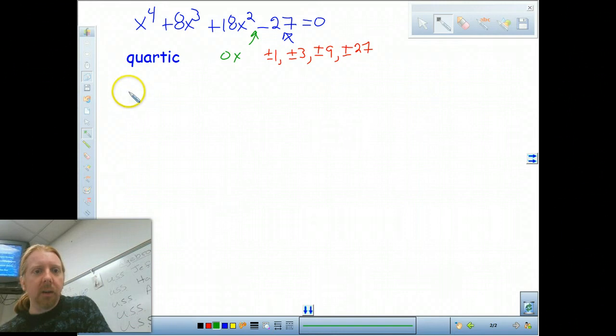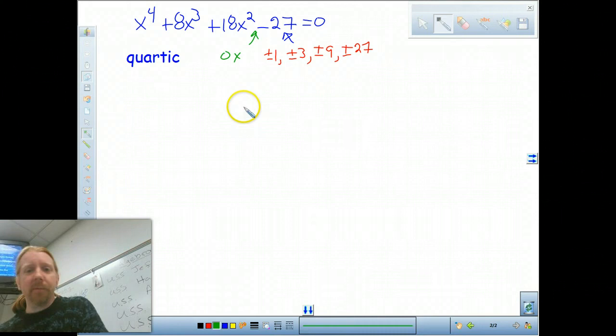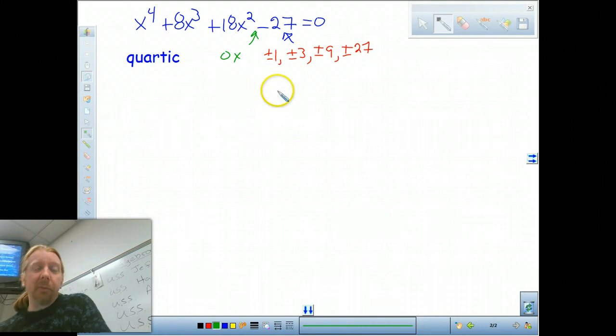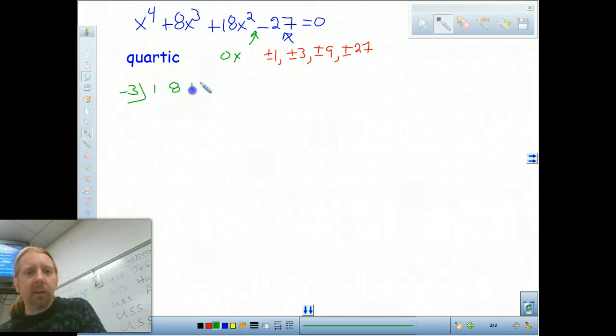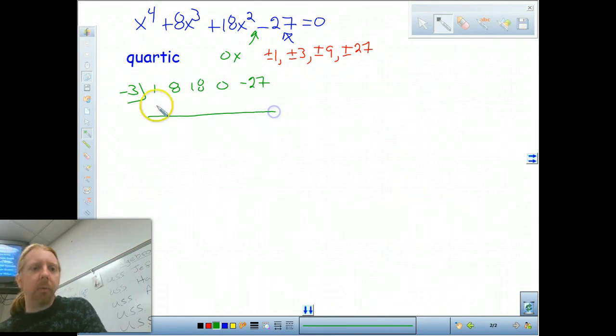Exactly. So now anyone want to take a guess what we should start with? We don't have 2 to work with. I guess we could start with 1. Start with negative 3? What the heck? And really, you just got to try something. So let's start with a negative 3. So 1, 8, 18, 0, and negative 27. We're going to cross our fingers and negative 3 will work.